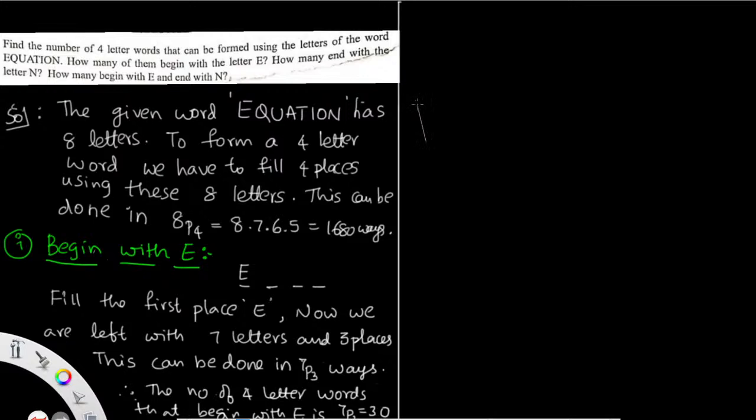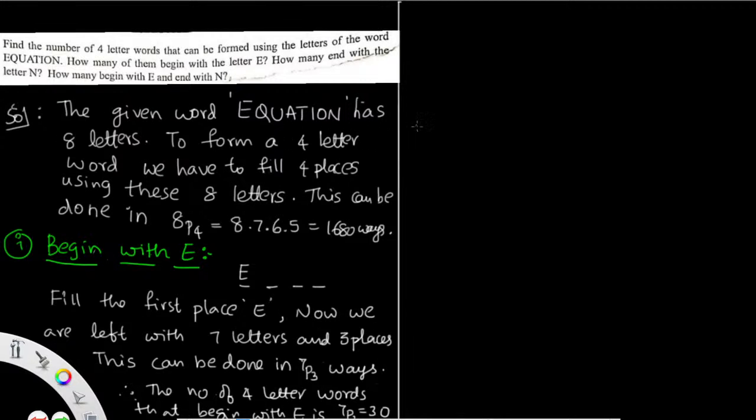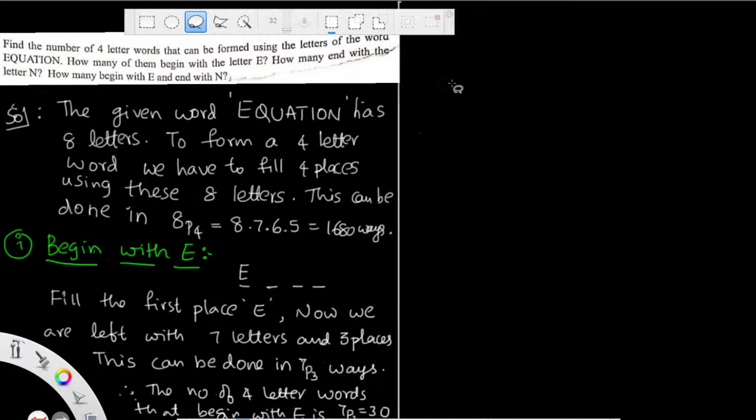Now I am writing all those expressions in the right side. The total thing I have already written on the left side, and I am giving the explanation to this question here on the right side. The word EQUATION is given, so we form words by using the letters of the word EQUATION.